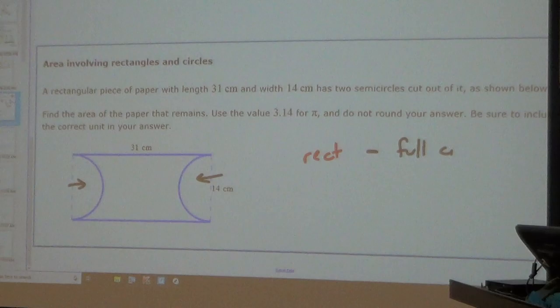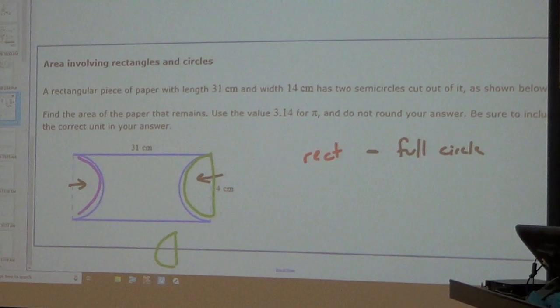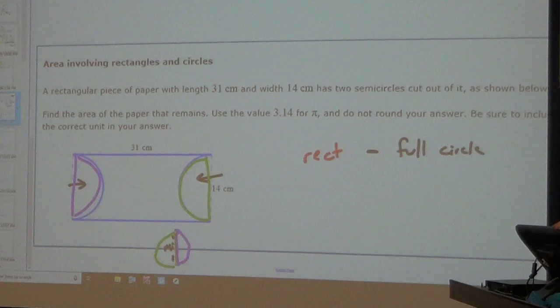And the reason it's a full circle is because think of like an Easter egg. If you take this piece, and then you take this piece, and you put them together, do you see that that's a full circle? And what is the diameter of that circle? Let me move, hold on. What is the diameter of that circle? 14 is the diameter, so what would the radius be? The radius is going to be 7.